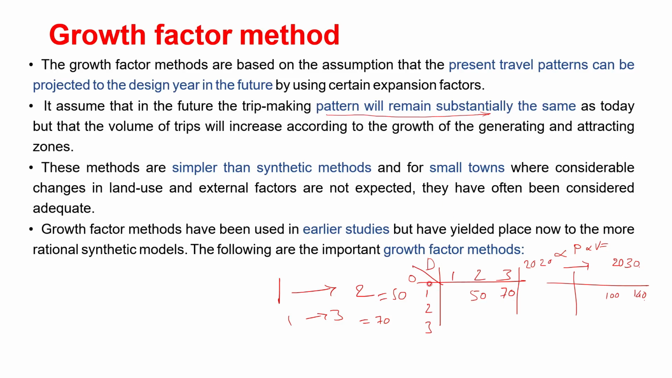The pattern between zone 1 to zone 2, zone 1 to 3, zone 1 to 4, zone 1 to 5 remains the same, but the volume of trips will increase, and that is dependent on the growth of those particular zones. That is, if the area is highly developed, or an industrial area is attracting more industries, then obviously the number of trips will be more, right?